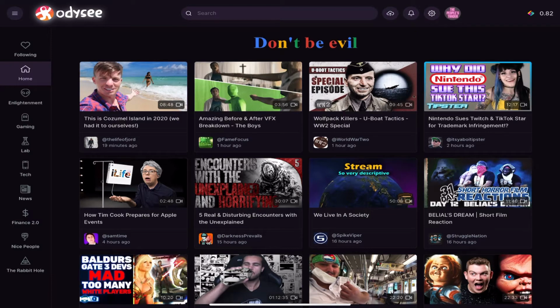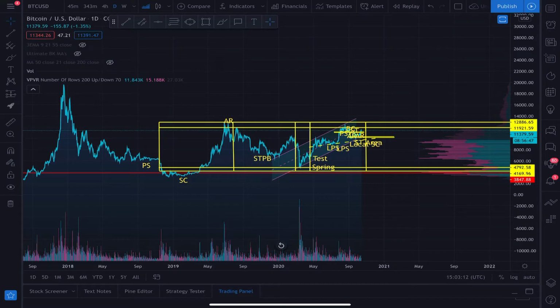But I digress. Let's get into the charts. So let's go ahead and take a look at Bitcoin. On the macro, Bitcoin is still inside of its Wyckoff accumulation box. It has been accumulating for a long time, for nearly 3 years.